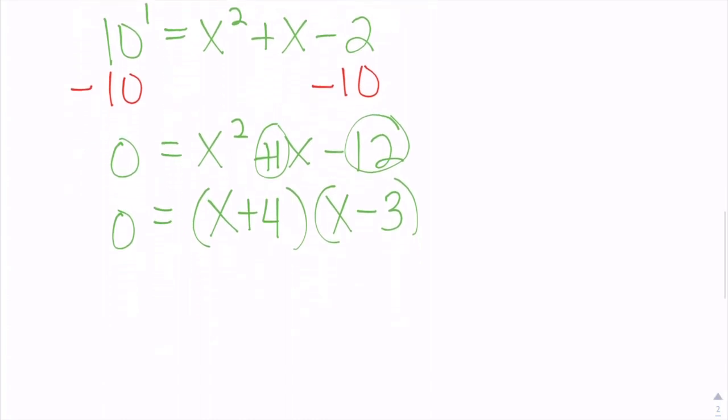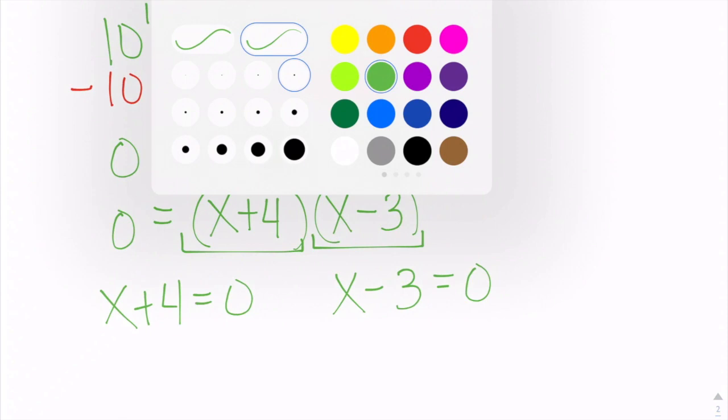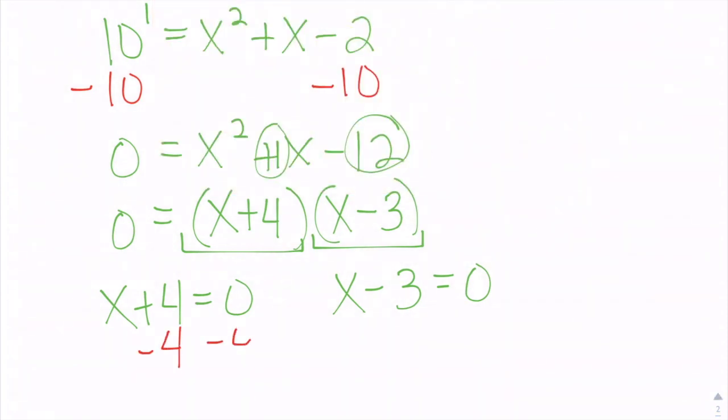And so now to solve this, we're going to take each of these factors, so one factor here, another factor here, and we're going to set each of them equal to 0. So x plus 4 equals 0, and x minus 3 equals 0, and we'll solve for x. So we'll subtract 4 here, and then we'll add 3 over here.